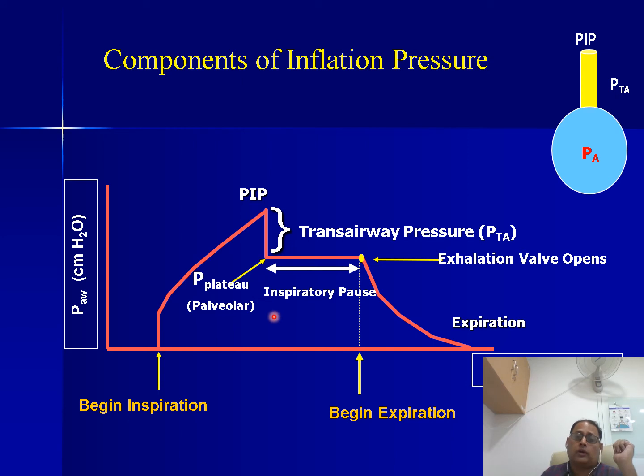However, in a restrictive lung disease like ARDS, the problem is with the alveolus, and since the alveoli have a problem, there is an increase in the alveolar pressure or the plateau pressure. So the plateau pressure tends to go up. The gap between the PIP and the plateau pressure might not increase significantly. The plateaus will be high in a restrictive lung disease.